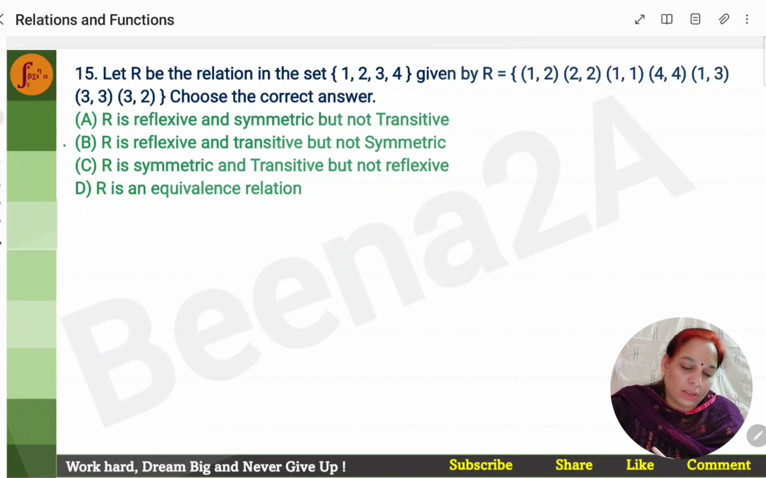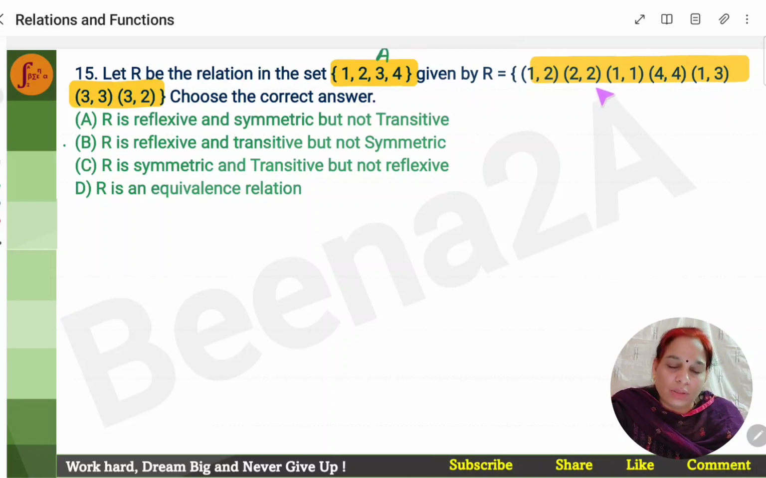Let R be the relation in the set {1, 2, 3, 4} given by, so this is the list of ordered pairs in R. R is nothing but the relation. Choose the correct answer. For reflexive, first thing is you should have all similar elements. You should have (1,1), (2,2), (3,3), (4,4) because there are 4 elements here. So you have (1,1), (2,2), (3,3) and (4,4). Therefore you can say it is reflexive, right? It is reflexive.